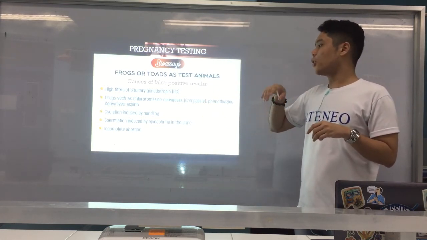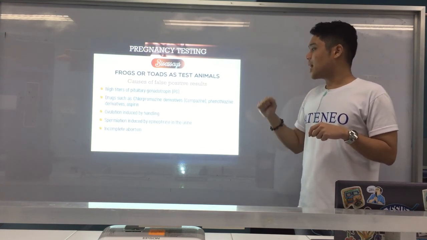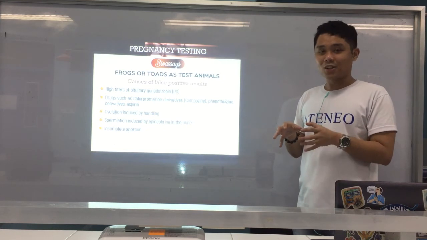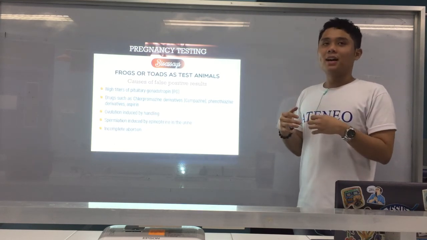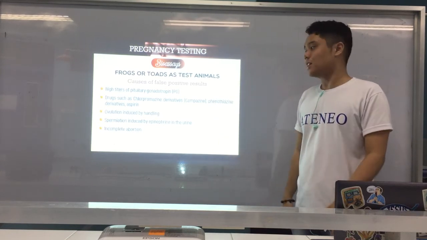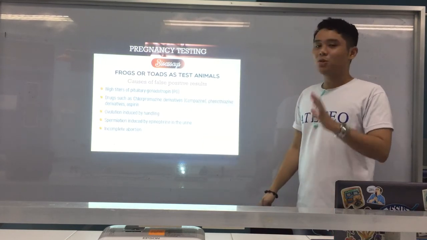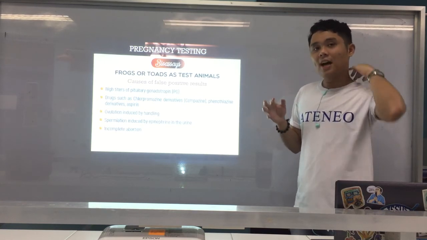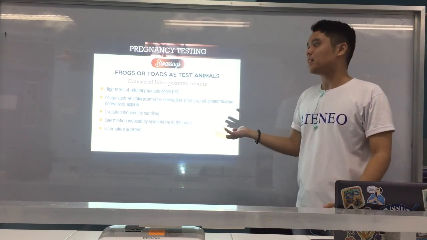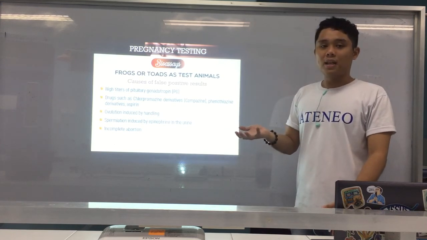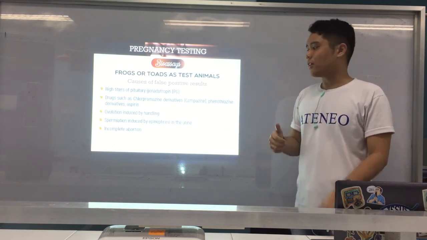Drugs such as chlorpromazine, phenothiazine derivatives, and aspirin may cross-react with the reaction or can stimulate the production in frogs of ovulation or spermiation. Ovulation induced by handling, meaning the frog gets stressed by the environment and produces an egg. Therefore, it is a false positive. It was not caused by the HCG found in urine, but by the handling of the examiner.